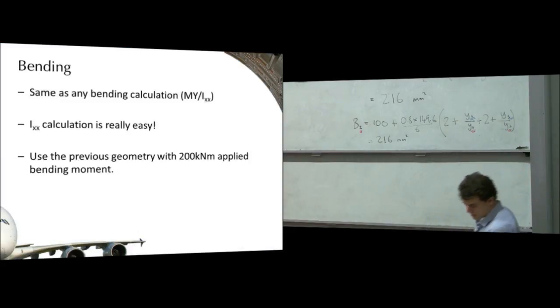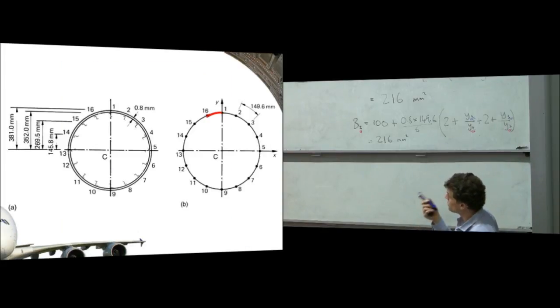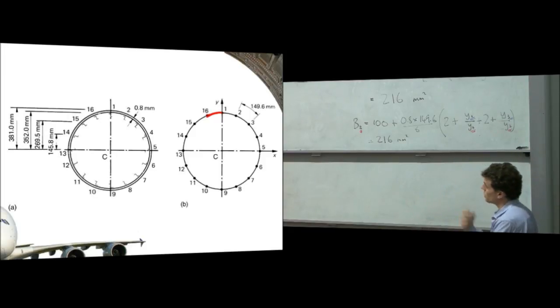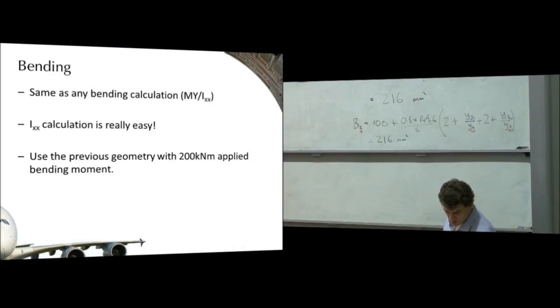Now, for this fuselage problem that we've got here, we're going to do a couple of different calculations with it. We're going to calculate the bending stresses, we're going to calculate shear stresses, and then we're going to put them all together. Bending stress calculations are exactly the same as they were before with this idealisation, except some of the bits in the calculation are easy.